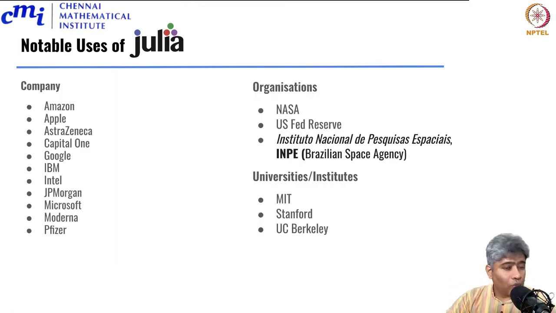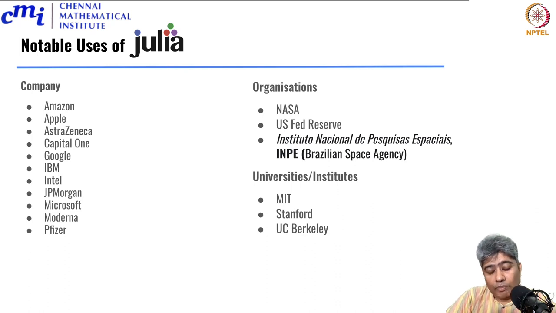And now some of the notable uses of Julia, like Amazon, Apple, AstraZeneca, Capital One, IBM, Intel, JP Morgan, Microsoft, Moderna, Pfizer. All these companies are now gradually moving their data science projects to Julia. It's not like they're doing it overnight. Of course, nobody will do that. I mean, they will run their mission critical projects still in R and Python. They don't want to disturb that. But any project that is starting from scratch, they are definitely considering Julia as a serious option.